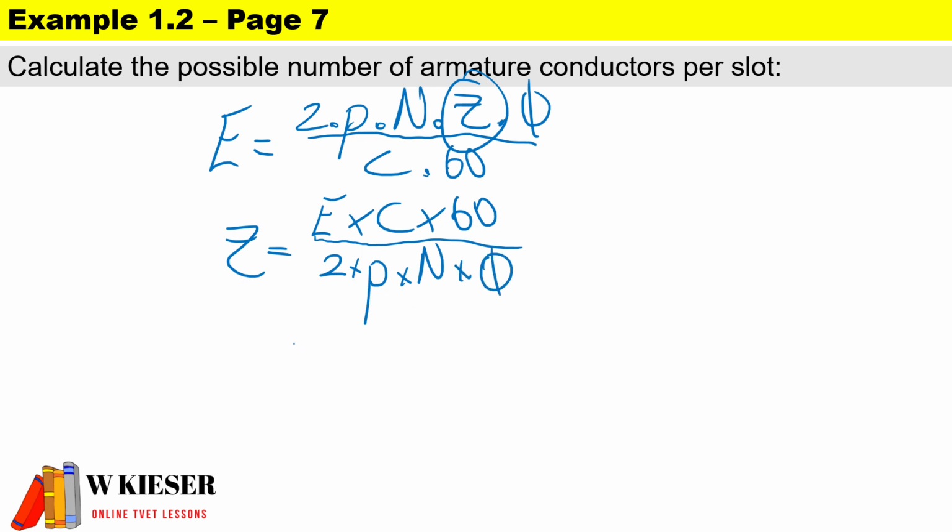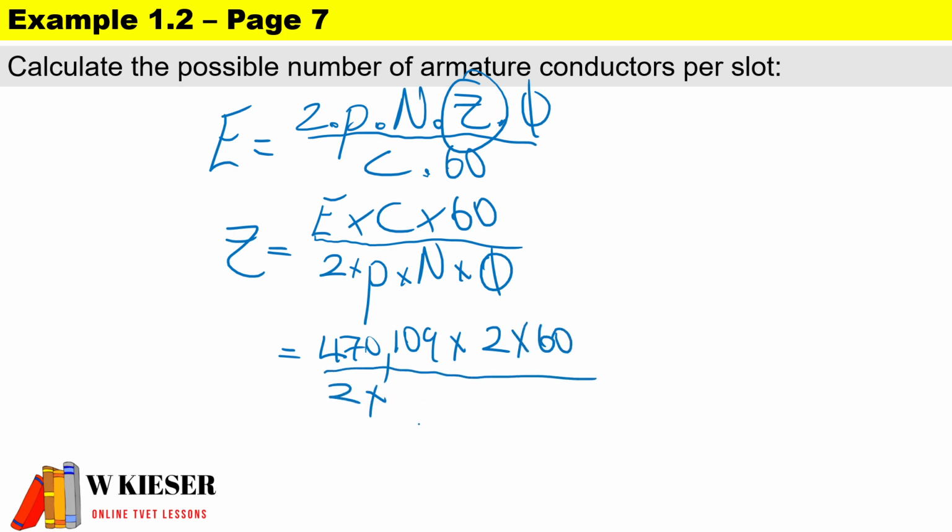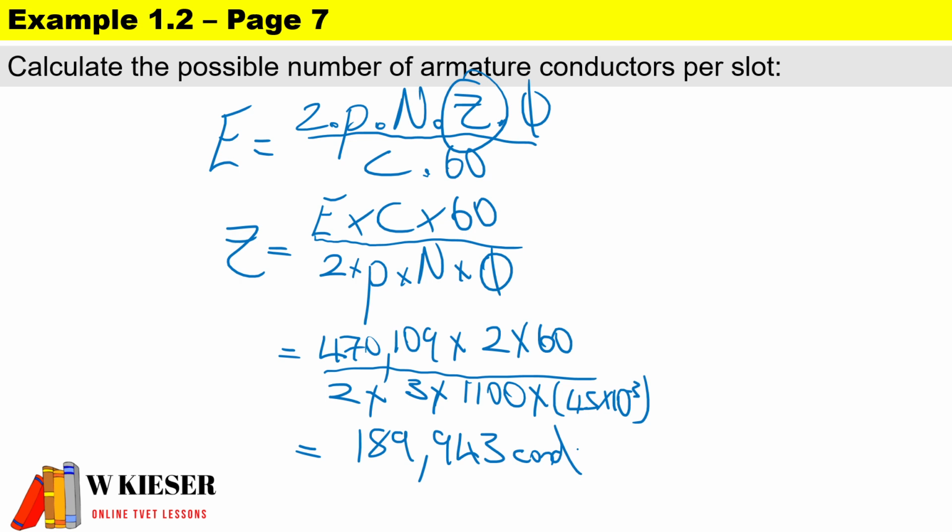Right, we can substitute all that in there. The EMF, we just worked that out. It is 470.109. It is wave wound, therefore C is equal to 2 times 60. All right, 2 times. This is a 6-pole machine, so therefore there are 3 pairs. The speed measured in revolutions per minute is 1,100. And the flux per pole measured in Weber. Now to convert milliweber to Weber, it will be 45 times 10 to the power of minus 3. Therefore, the total number of armature conductors is going to be 189.943. If you want, you can just put conductors there for some units.